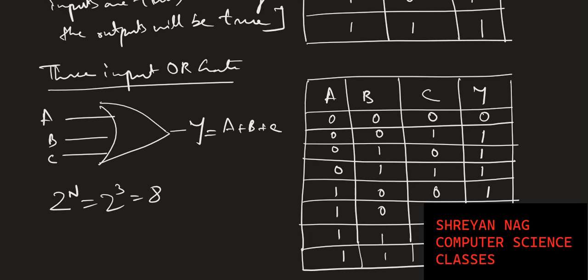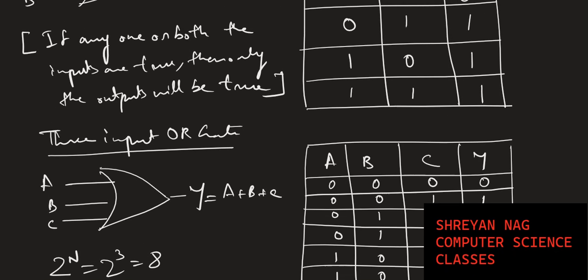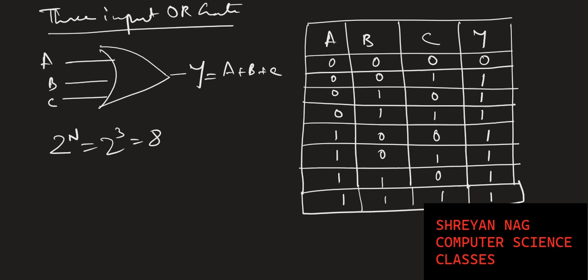So based on the tried and true fact that if any one or both of the inputs are true, then only the output will be true, from here we are getting this result. So there may be n input gates also. There may be 2 input, 3 input, or n, or even 10 input gates. So depending upon the configuration, there will be changes in the system.